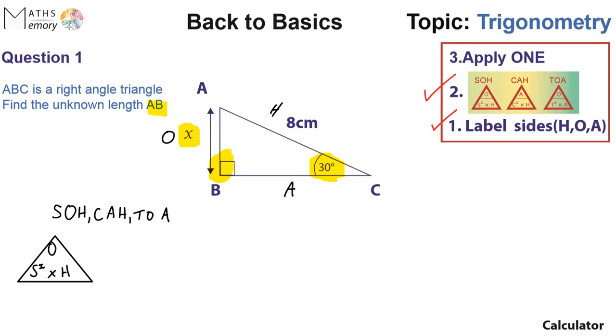Now we cover up with our finger the one you want to find out. You want to find out O, so we cover up over here, and we're going to do exactly what it says: sine X times H. So X is the angle that's given, which is 30 degrees over here. So sine 30 on your calculator times H, which is going to be 8. Answer is 4 centimeters. So that's our 3rd step, to choose the triangle and to apply it.